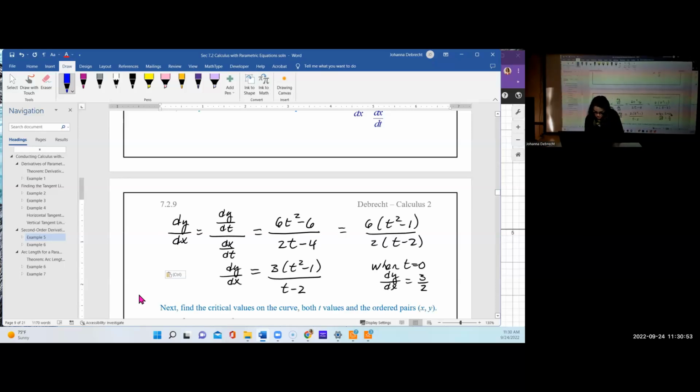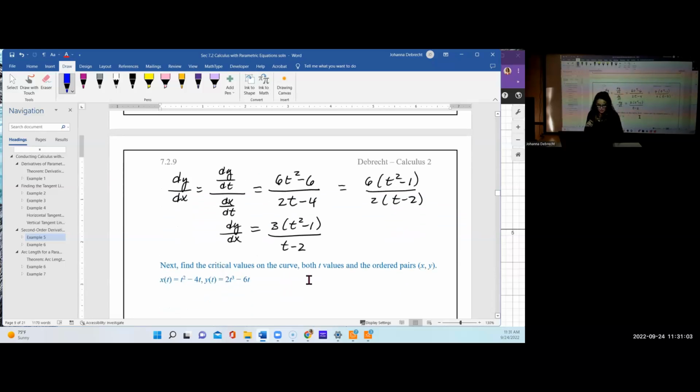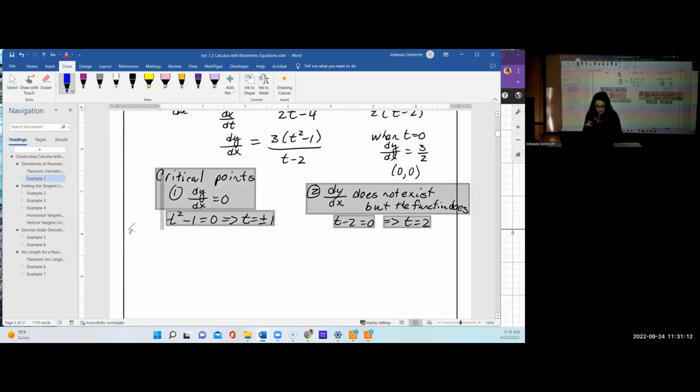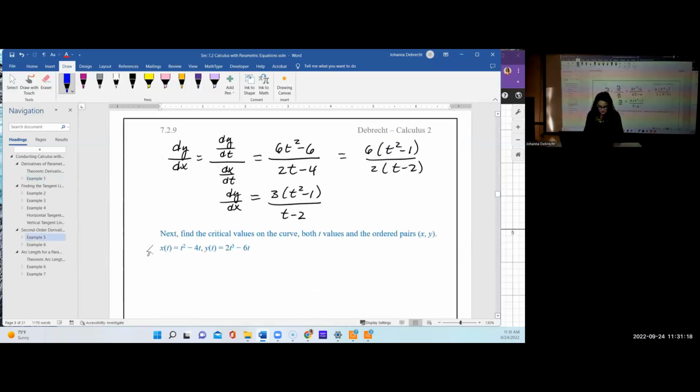I don't need to know about when t equals 0, right? So I have the formula here for dy/dt. And then it says, next find the critical values on the curve, the t values and the ordered pairs. But I believe we also did that up here. So we have the critical points, which are here. Right, so we can paste that work down here.